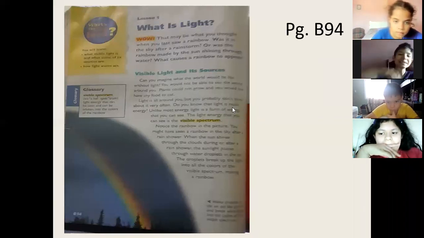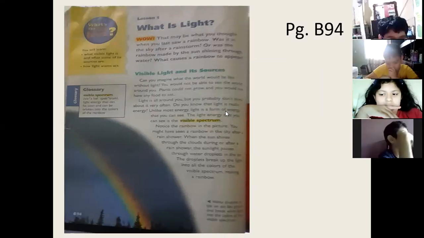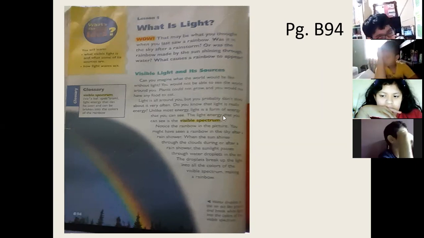Do you know that light is really energy? Unlike most energy, light is a form of energy that you can see. Like magnetism. Magnetism is a form of energy, right? But we cannot see it. And sometimes we cannot feel it. Gravity attracts us to the earth, right? But we cannot see that one.